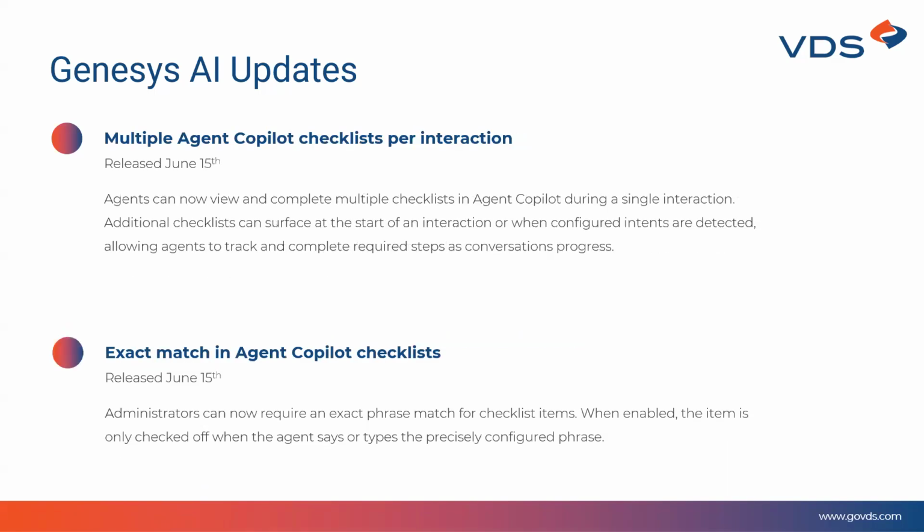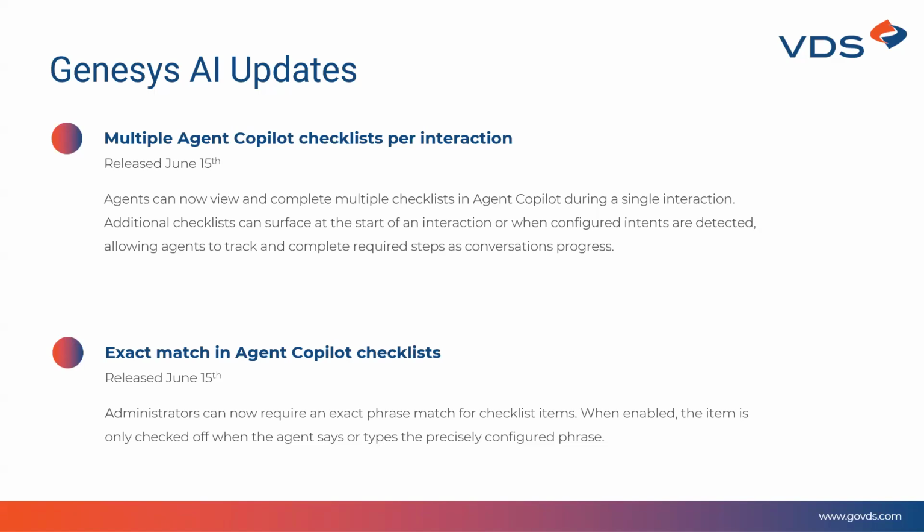And then a couple final ones around Agent Copilot, specific to checklists, actually. First one is the ability for agents to view and complete multiple Agent Copilot checklists during an interaction. So agents can now work through multiple checklists during a single interaction, and those additional checklists can surface either at the start of a conversation or even automatically when configured intents are detected. So that way the right guided workflow appears at the right moment.